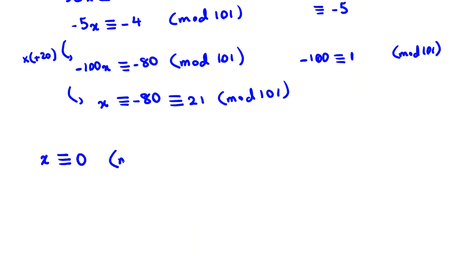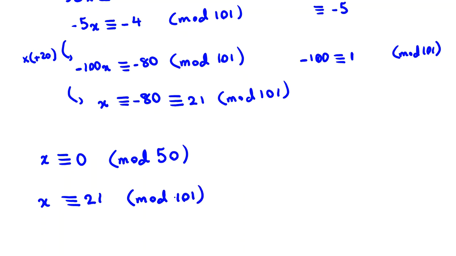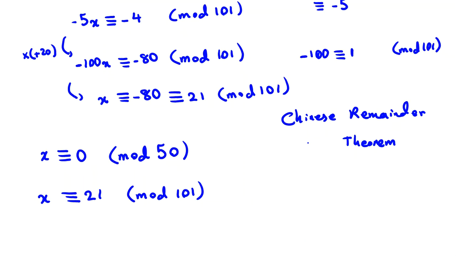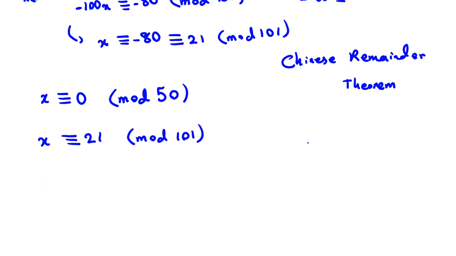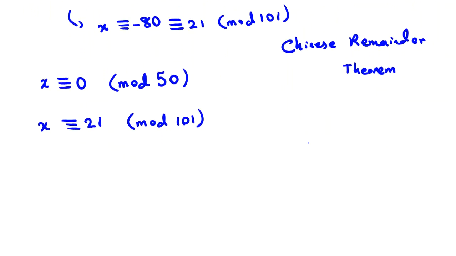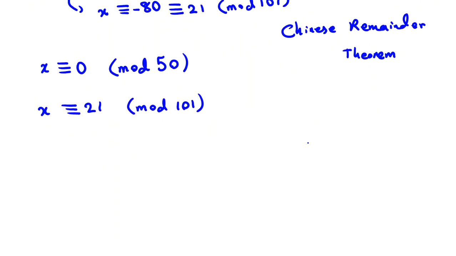So x is 0 mod 50 and x is what? 21 mod 101. In general, if you want to solve these things, we call an important thing the Chinese remainder theorem. You can also read that in next videos. I will completely describe this. So please don't forget to subscribe to have all these theorems and important things. But here, with only our knowledge, I want to solve this, nothing more.